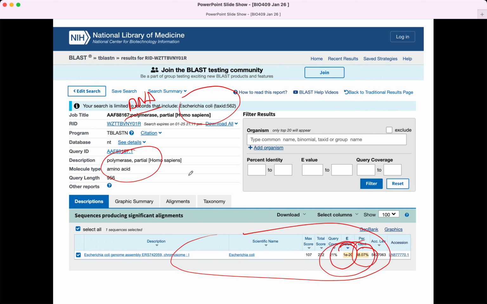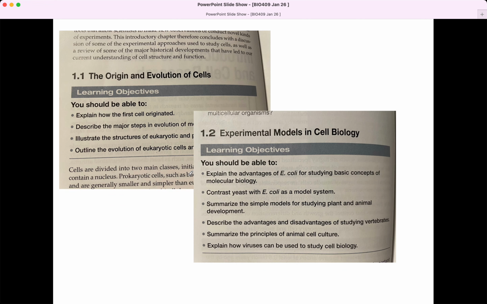So that's the key thing when I want to talk about evolution, and then I want to talk about model organisms. Those numbers are astonishing, and you can do that for thousands of genes like that.